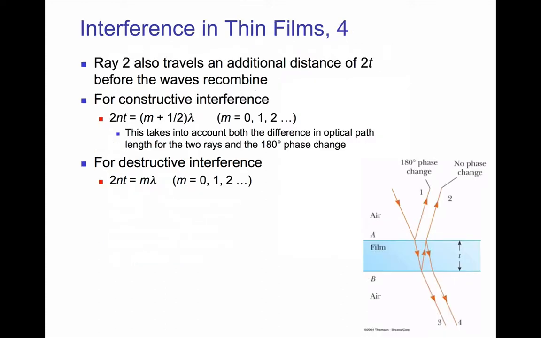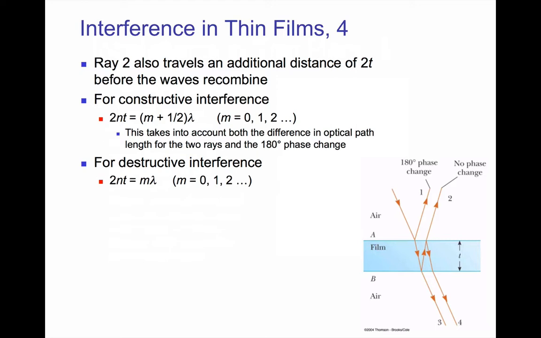Now looking at ray 2, because it has made a return trip through the film, it has gone a distance 2t through the film that has refractive index n. So that means it went through an extra optical path length of 2 times n times t.